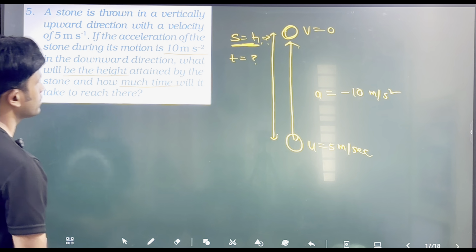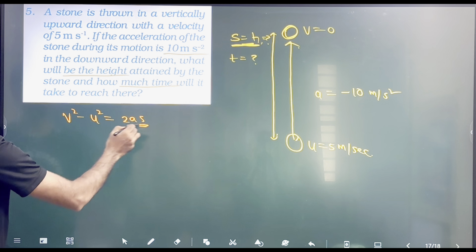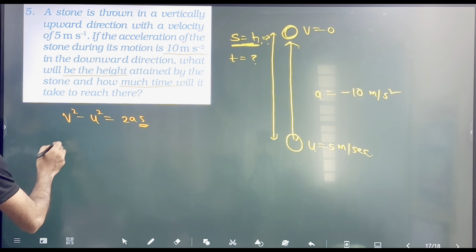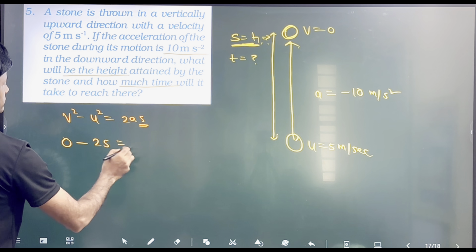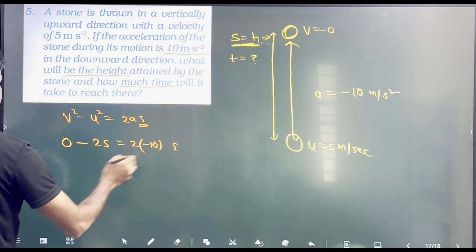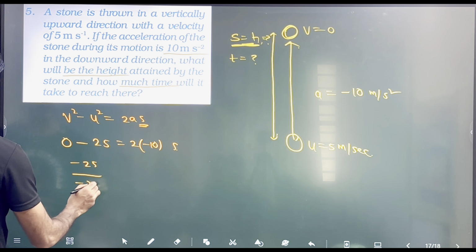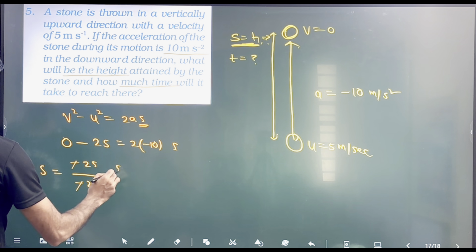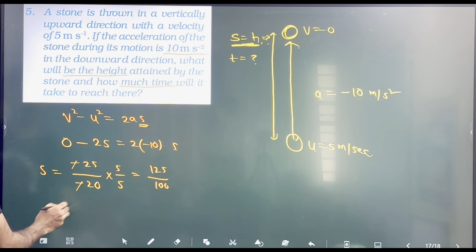Directly use the formula V square minus U square equal to 2as. Here s means the distance traveled by the stone, the height reached by the stone. Okay, so v is 0 minus 5 square. 5 square is 25, equals 2 into minus 10 into s. Okay, minus 25 equals minus 20 s. 2 into minus 10 is minus 20. You take minus 20 to this side, so you will get s equal to minus 25 by minus 20. The minus minus cancels. You multiply by 5 by 5: 25 into 5 is 125, 20 into 5 is 100. So this is 125 by 100.